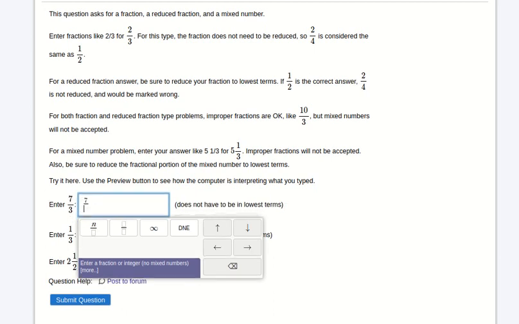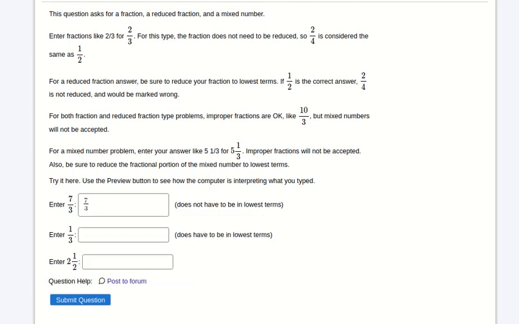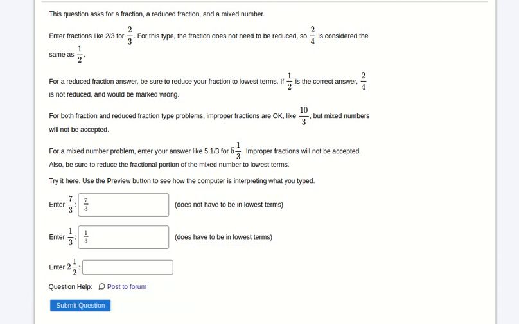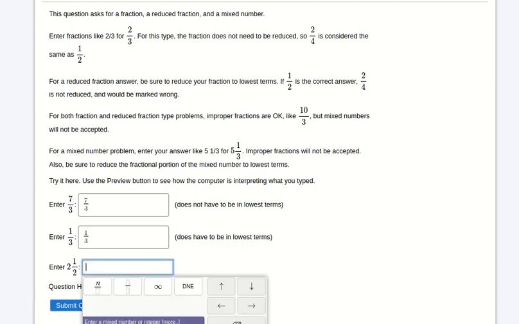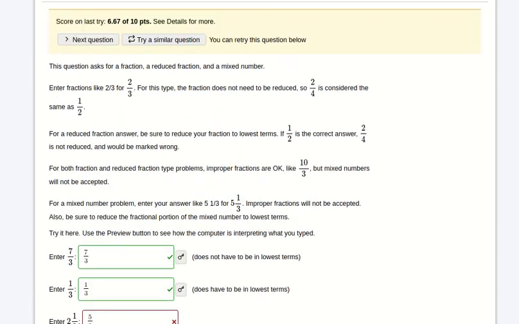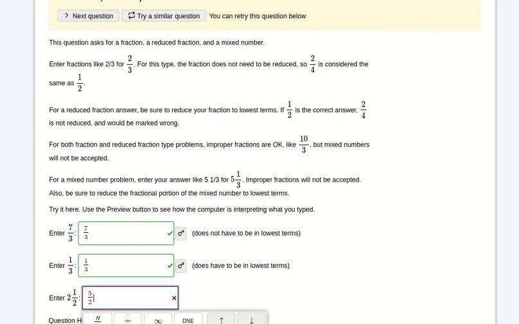Well, 7/3 is in lowest terms. Okay, so 7/3 does not have to be in lowest terms. Well, 1/3 is already in lowest terms. And this one is in lowest terms. What do they want us to do? Is this 5 halves that they want? Let's find out. So submit, it said nope, it wanted 2 1/2.